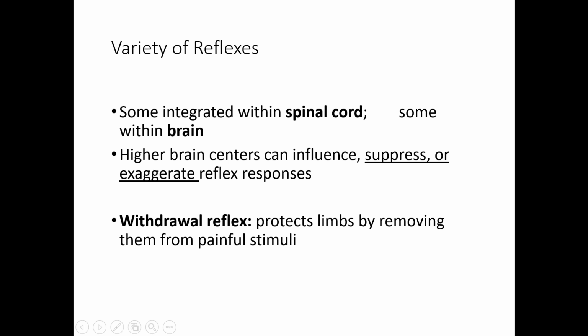There are different reflexes. Some are integrated with spinal cord only, some go through the brain, and your brain can sometimes make those reflexes stronger, exaggerate them, or suppress them. Withdrawal reflex is the most common one. It protects your limbs by removing them from painful stimuli. When you step on a nail or when you touch a hot pan, you immediately withdraw your arm or leg from the danger.